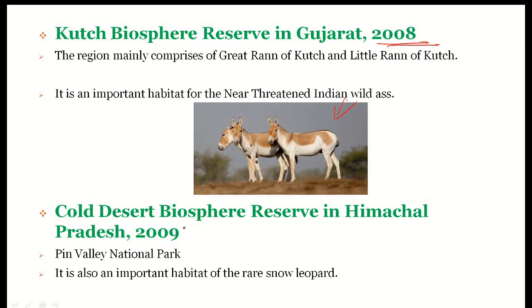So next is Cold Desert Biosphere Reserve, which is in Himachal Pradesh. It was established in 2009. You can see Pin Valley National Park within this Biosphere Reserve and rare snow leopards.